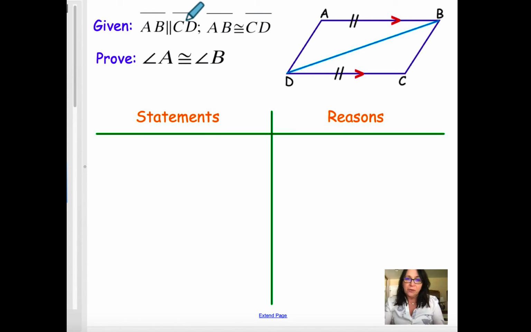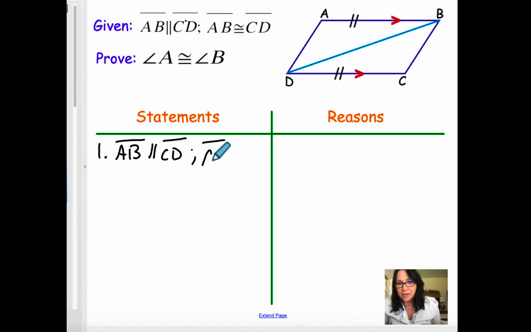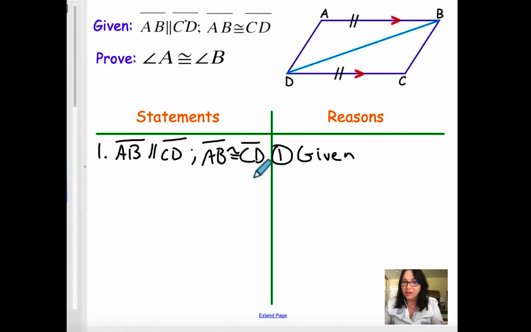So what I would do for this problem, first off, is write my given statement. So I'm going to write 1. Number 1, we have segment AB is parallel to segment CD, and also segment AB is congruent to segment CD. And so number 1, our reason is that they gave us that information, that's given.